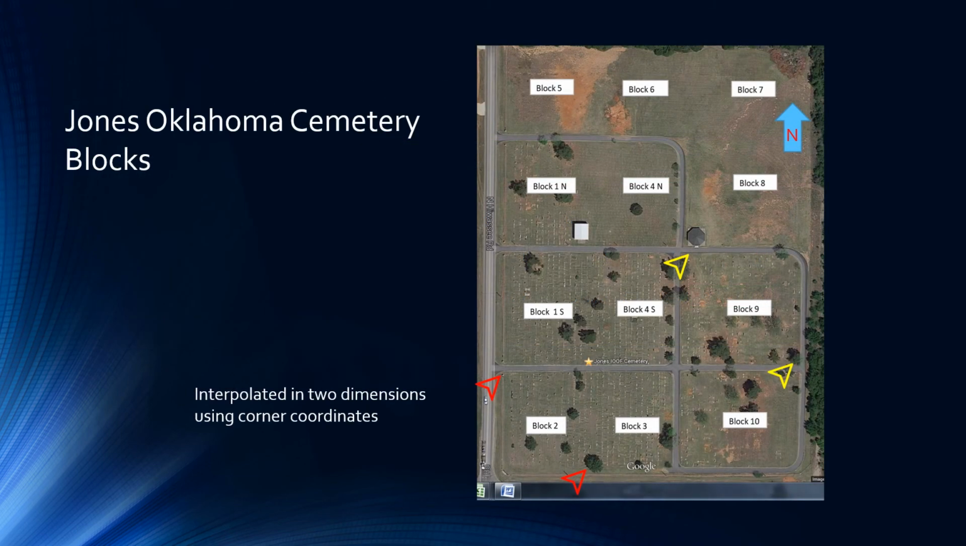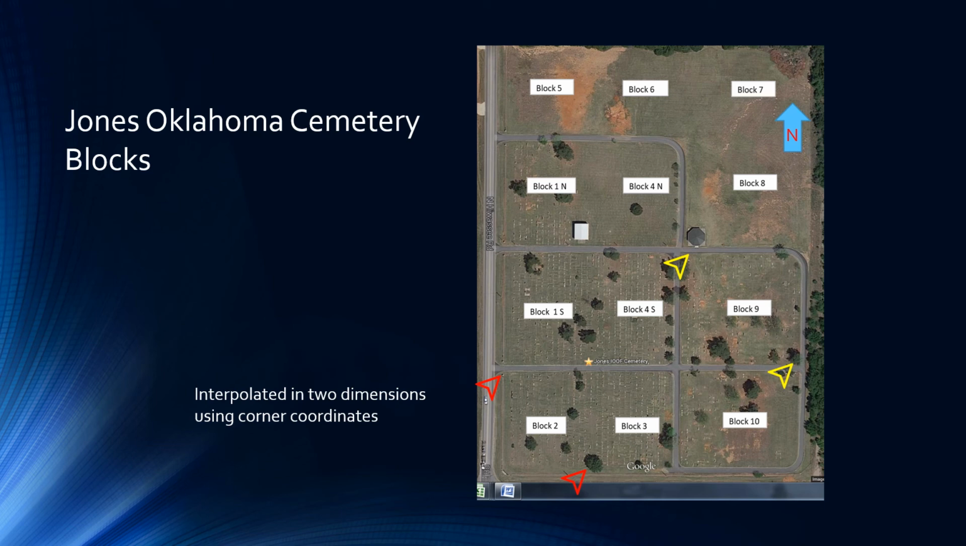One more confession. I didn't measure the endpoints of every row of graves in the cemetery. Instead, I measured the corner points of each of the 12 blocks. I've highlighted 2 in this photo. The 2 red arrows, here and here, mark the diagonal corners of block 2. The yellow arrows are the corner points of block 9, here and here.